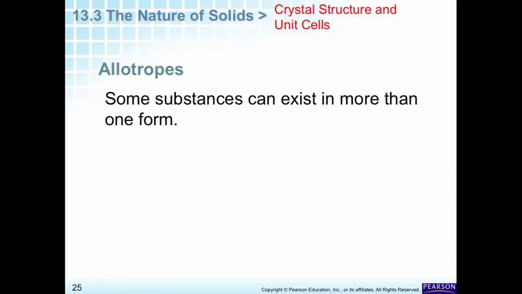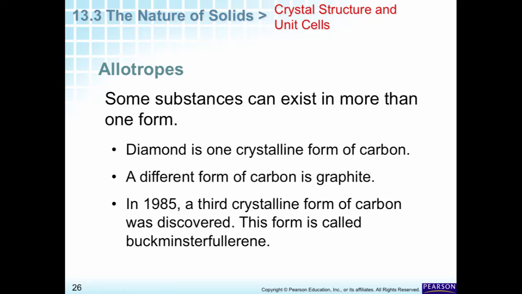The next important thing to talk about, though, is allotropes. Allotropes are a substance that can have different forms, different crystal forms. So allotropes are the same substance, and you're familiar with one very well in particular: diamond. Diamond is a form of carbon. But if you use a pencil, you use graphite, which is another form of carbon. They're both very stable forms of carbon.